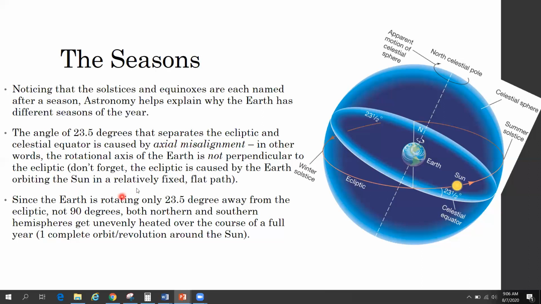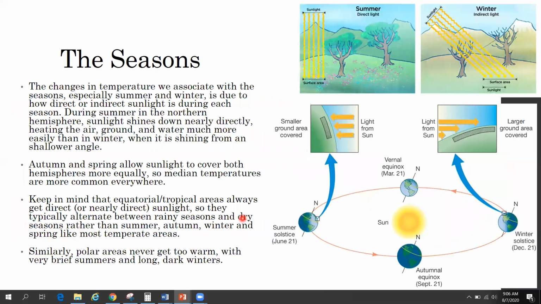But since the Earth is rotating only 23.5 degrees away from the ecliptic, not 90, both of the hemispheres get unevenly heated over the course of a full year. And of course, 1 year being equal to one complete orbit or revolution around the sun. All right, so the changes in temperature we associate with the seasons, especially winter and summer, because they're the more extreme seasons, is due to how direct or indirect sunlight is during each season.